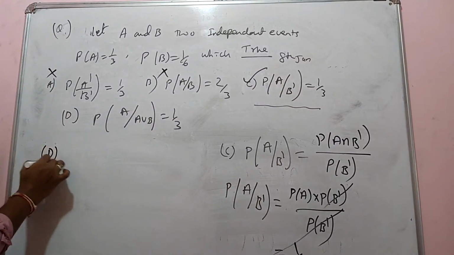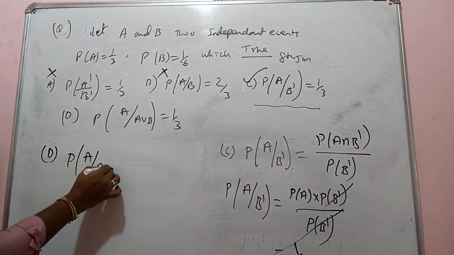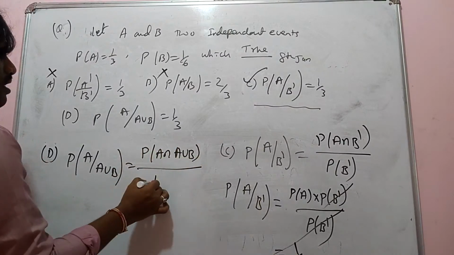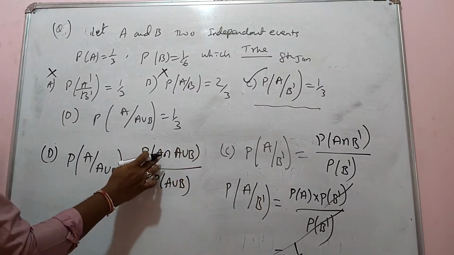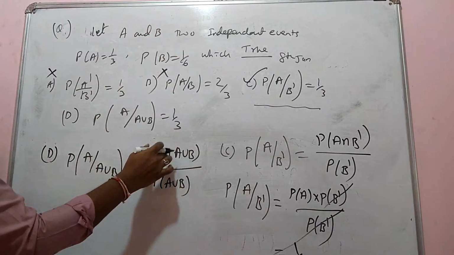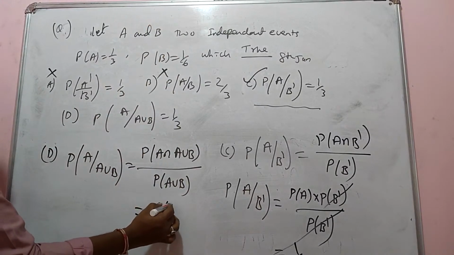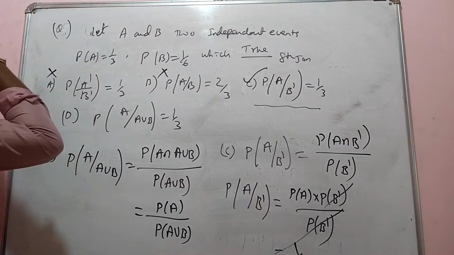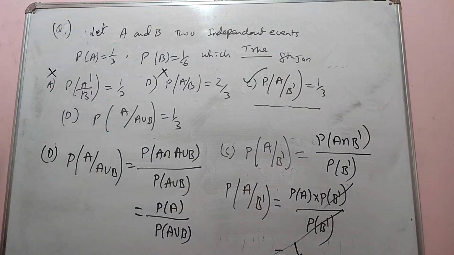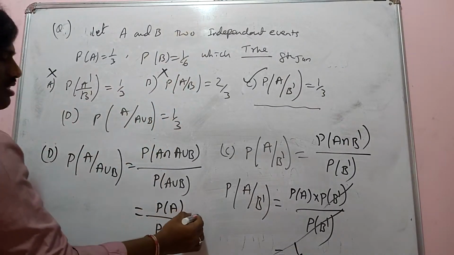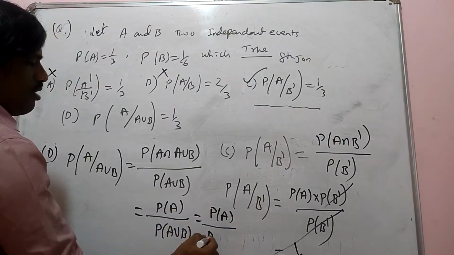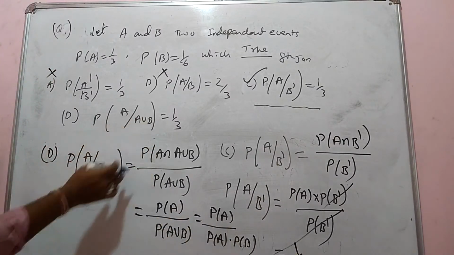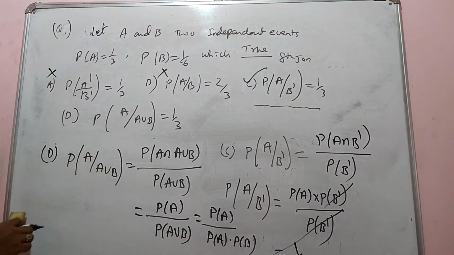Now if I go for option D, probability of A given A union B can be written as probability of A intersection A union B upon probability of A union B. You know that A is smaller, A union B is bigger. Their intersection will be what? The smaller one. So probability of A upon probability of A union B. Okay. So these are independent events, so we can write probability of A into probability of B. Right. So this is going to be a wrong answer again. Okay. So therefore, option C is the right answer.